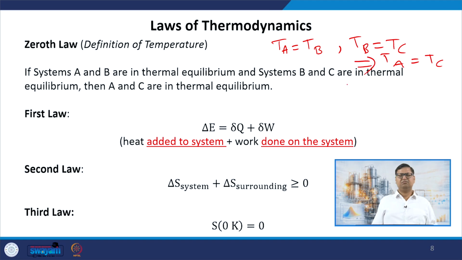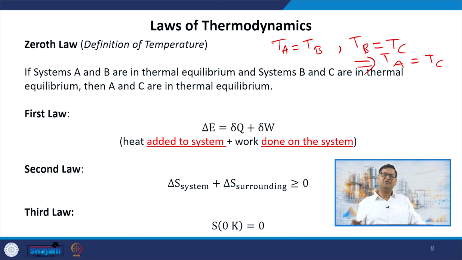This is a mathematical logic kind of statement, but the point it is trying to make is that the state of a substance must be defined by some quantity. Only then can we say what thermal equilibrium is, right? Thermal equilibrium is defined as a state where temperatures are equal. So when A and B are in equilibrium and B and C are in equilibrium, then A and C must also be in equilibrium because they share the same property, temperature, right? That's the 0th law of thermodynamics.